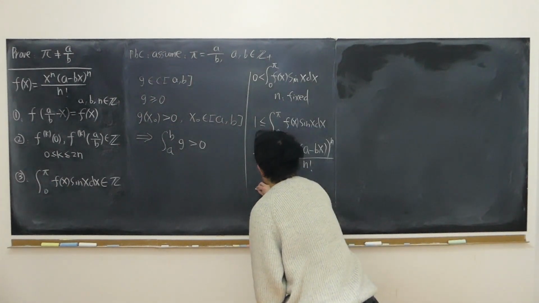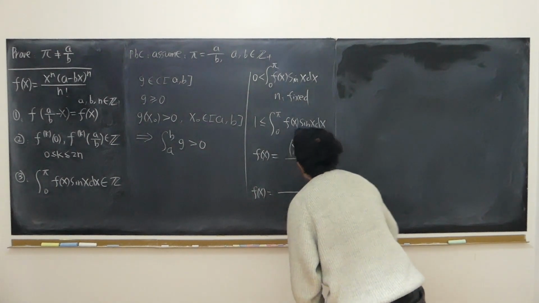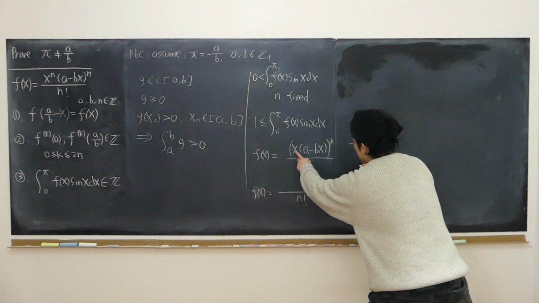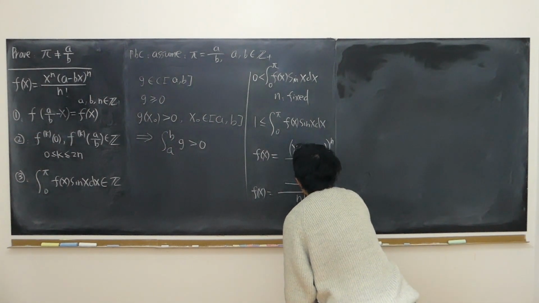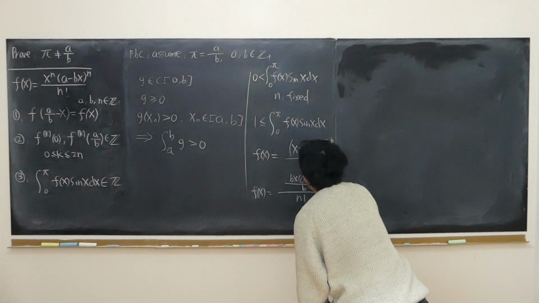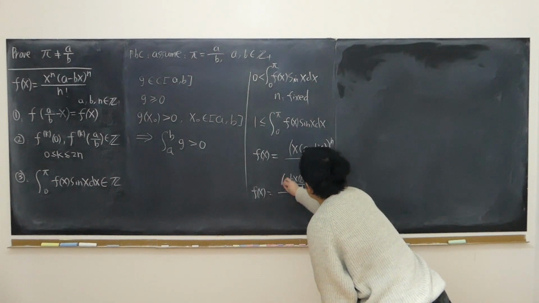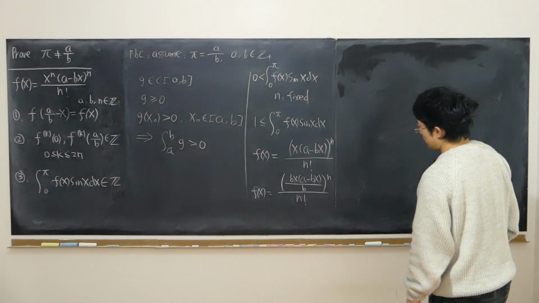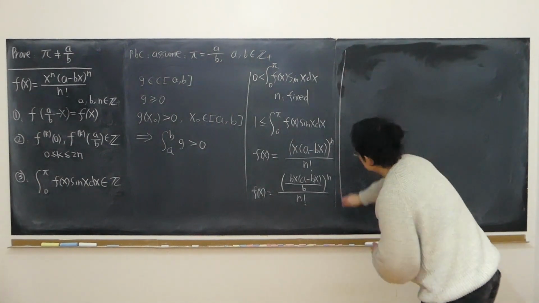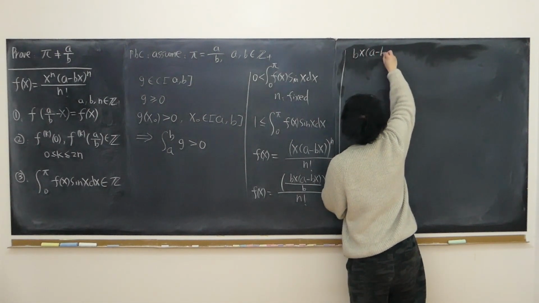Then I'm going to rewrite it. I'm going to multiply by b and divide by b, right? Divide by b, multiply by b, bx times a minus bx, altogether raised to the power of n. In this case, I'm going to look at just bx times a minus bx.